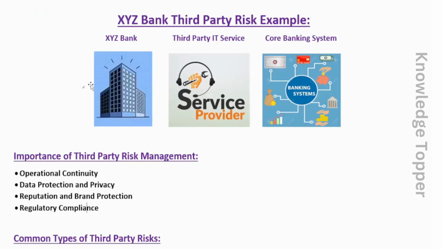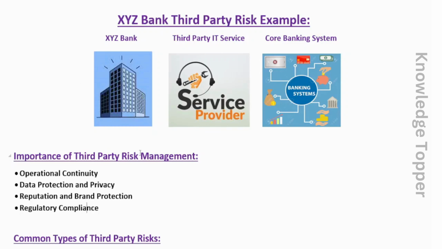Let's understand third party risk management with the help of an example. Suppose there is a bank, a financial institution named XYZ Bank. We all know that banks rely on a third party IT services provider to manage their core banking system, and we assume the same in our case, that XYZ Bank relies on a third party IT services provider to manage its core banking system. That includes customer data, transaction processing, and the digital banking platform as well. Because the third party IT services provider has all the access to XYZ Bank's crucial data, it is very important for XYZ Bank to manage all the possible third party related risk.